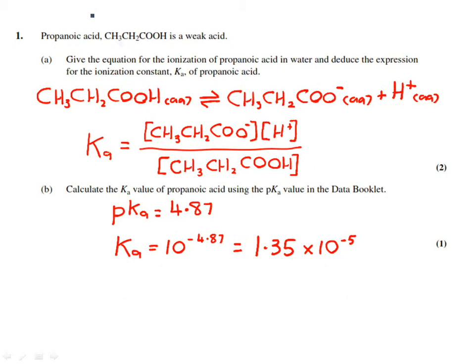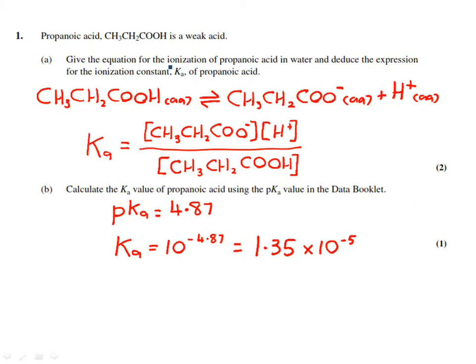This is propanoic acid. It's basically a carboxylic acid, okay? When we study organic chemistry, we learn more about these. Carboxylic acids are weak acids, okay? So in part A, give the equation for the ionization of propanoic acid in water and deduce the expression for the ionization constant Ka of propanoic acid.